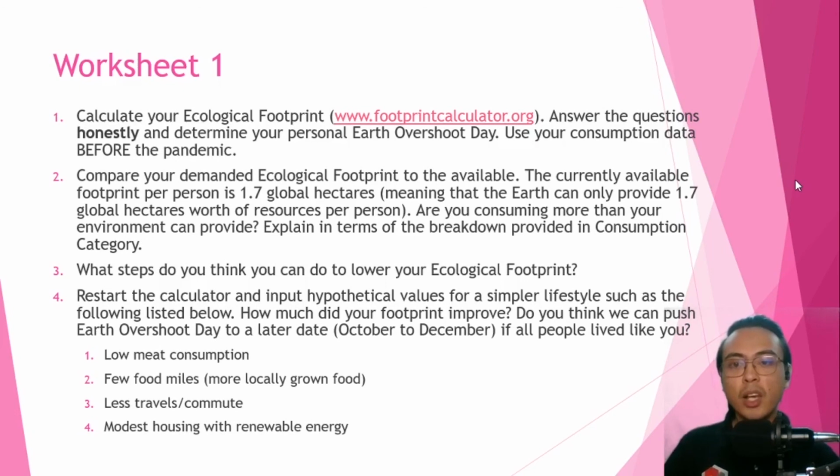And last one, I want you to restart the calculator and input hypothetical values for a simpler lifestyle such as the following listed below. And you need to take note, how much did your footprint improve? Do you think we can push Earth Overshoot Day to a later date, preferably from October to December, if all the people on Earth would behave like you? And our terms for the simpler lifestyle are the following: lower meat consumption, fewer food miles, that is more locally grown food, less travel or commute, and modest housing with renewable energy. So I am encouraging you to explore this footprint calculator.